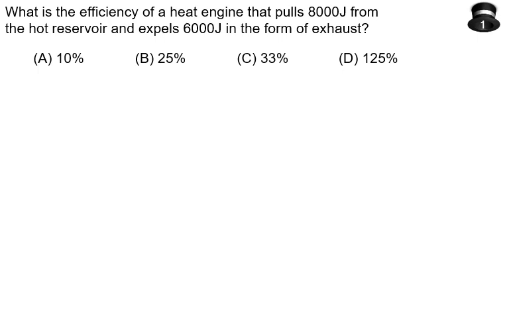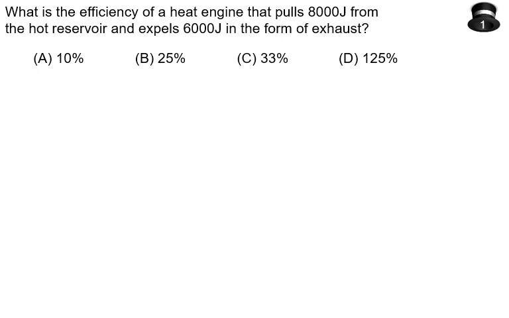So let's do a question here. What is the efficiency of a heat engine that pulls 8,000 joules from the hot reservoir and then expels 6,000 joules in the form of exhaust? So for instance, let's imagine that you burn a bunch of fuel to get 8,000 joules, and then you have to get rid of the exhaust gas, and that's 6,000 joules. So what's the efficiency of this heat engine?